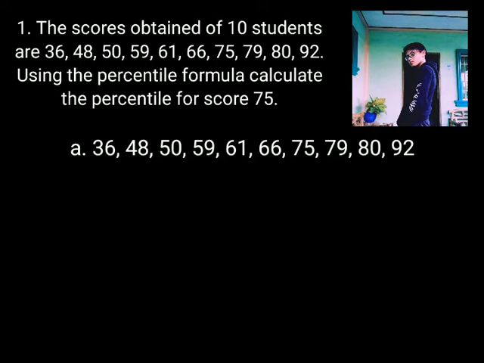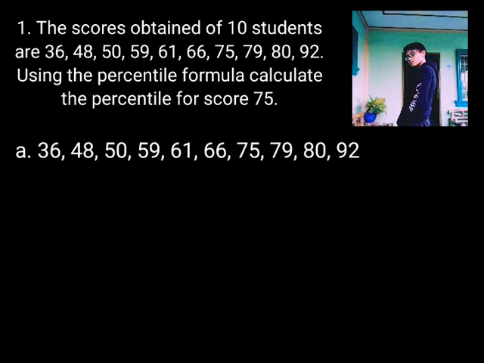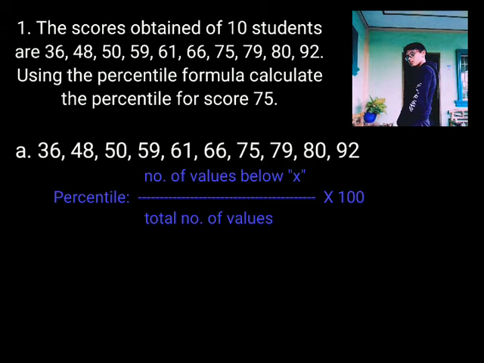Counting the number of values below x, we have 1, 2, 3, 4, 5, 6. Using the percentile formula, which is percentile equals number of values below x divided by total number of values times 100, we are going to substitute the values. The number of values below x is equal to 6. The total number of values is equal to 10, since we're talking about the 10 students who scored the following numbers, times 100.